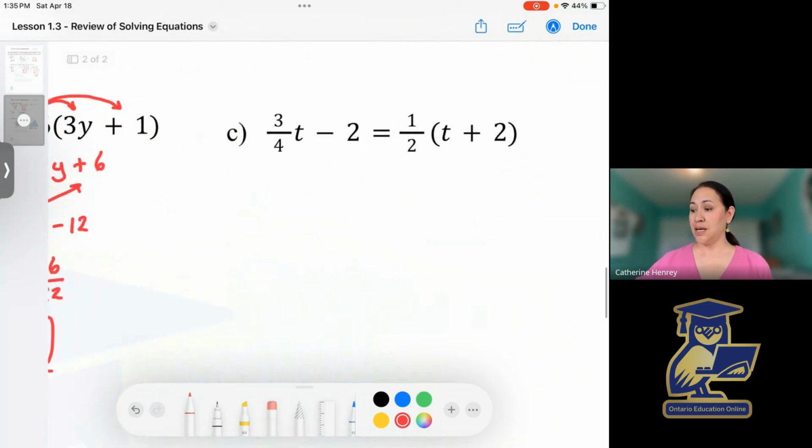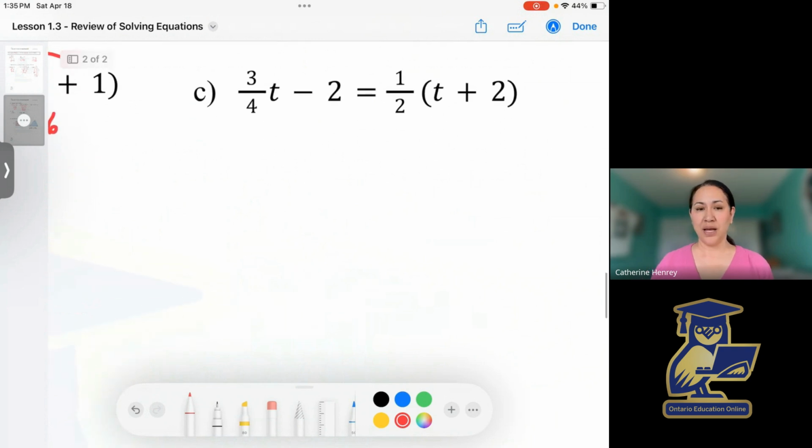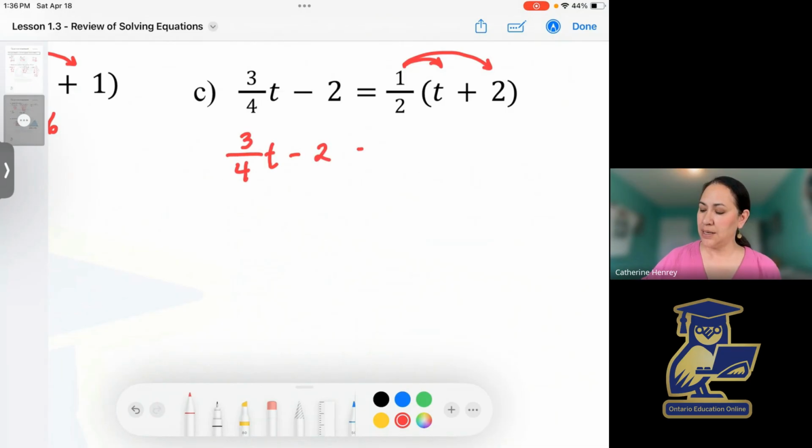Take a look at C. You can see we're getting complicated pretty quickly, but we have fractions and we have the distributive property. Let's go ahead and get started with the distributive property. So that half has to be distributed into the brackets. First, I'm not going to touch the left side, so I'm going to leave that as 3/4 t minus 2. And then 1/2 times t is going to be 1/2 t. And then 1/2 times 2 is going to give me 1.